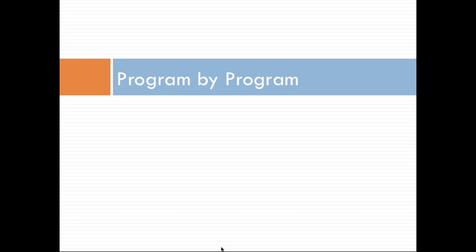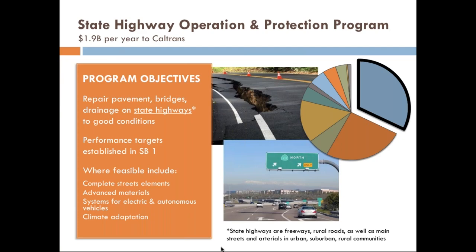All right. So from there, we're going to go into the program by program discussion. So we'll go into a little bit of detail about each piece of that pie. So the first and biggest piece, I'll talk about the first few and then I'll pass it off to my co-presenters. The very first one is the SHOP program, and this is that state highway big piece of the pie. It's roughly $1.9 billion in new funds, and all of that goes to Caltrans, because Caltrans is the owner, operator, manager of the state highway system.